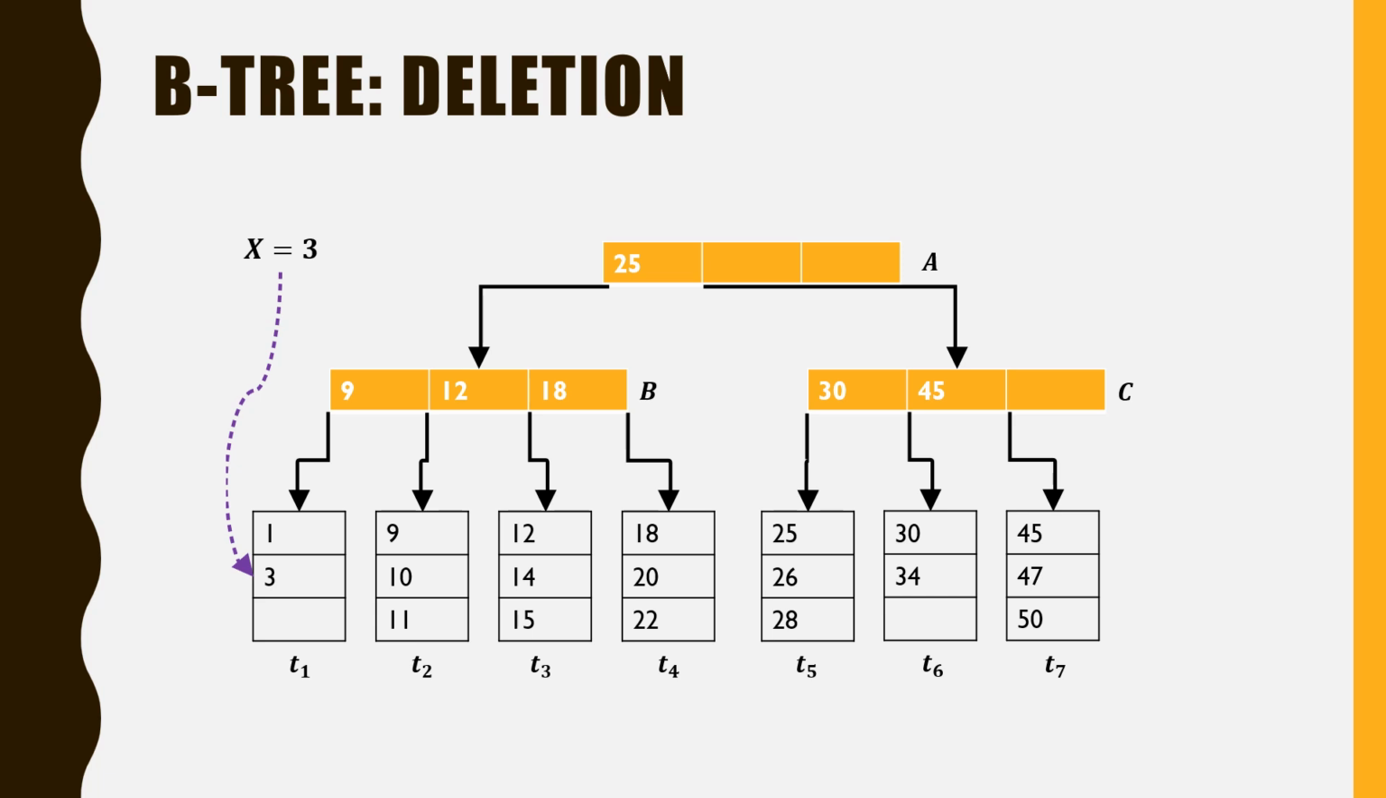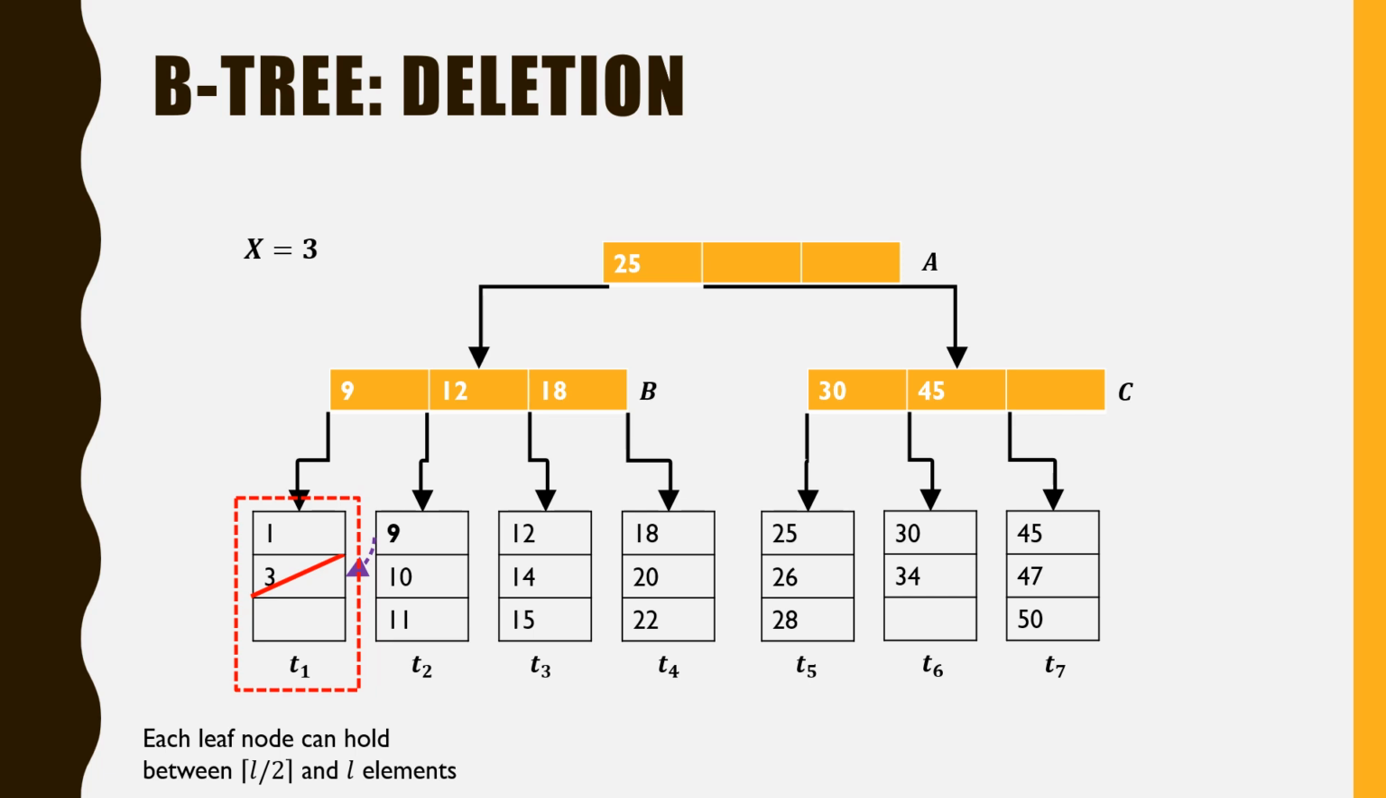In some cases, deleting an element may reduce the load of the leaf node below the minimum threshold allowed by the B-tree property. For example, if we continue to delete 3 from T1, T1 will be left with only one element, which is below the minimum threshold, 2. In such cases, we can borrow a data element from one of the neighboring leaf nodes, provided that doing so does not reduce the neighbor's load below the allowed minimum.